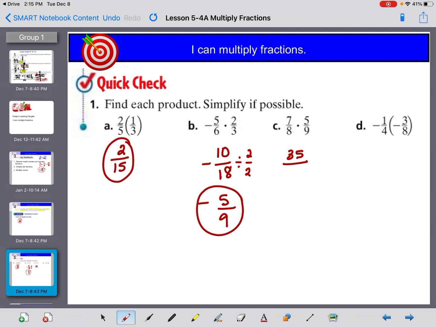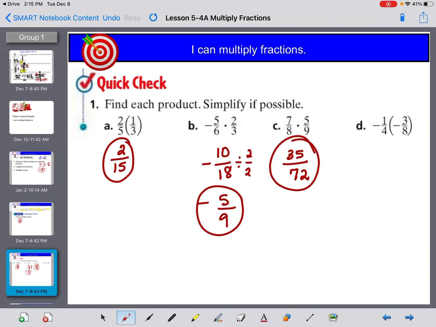Letter C. 7 times 5 is 35. 8 times 9 is 72. And so then, let's see. So my common factor there, I don't have any common factors. That's my answer.